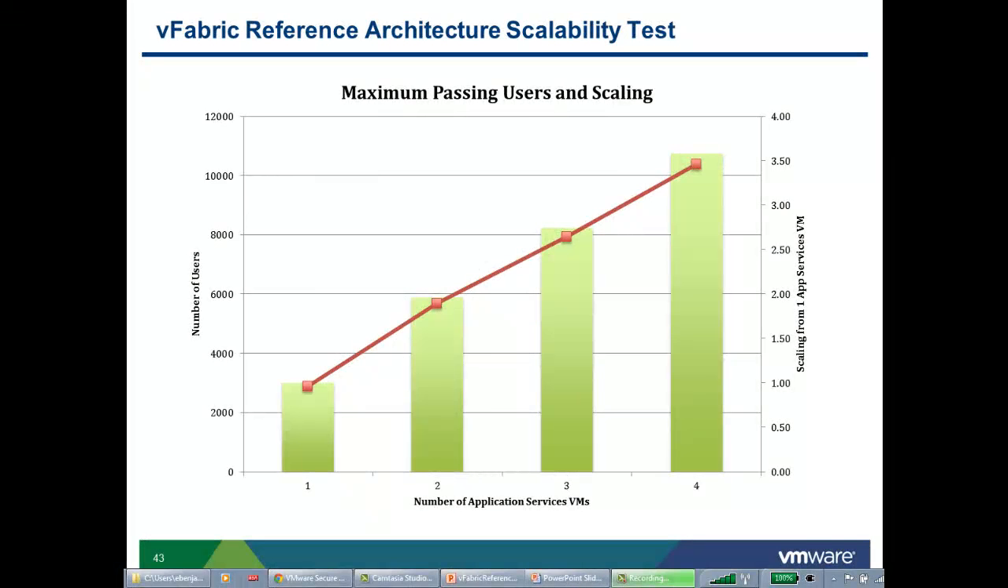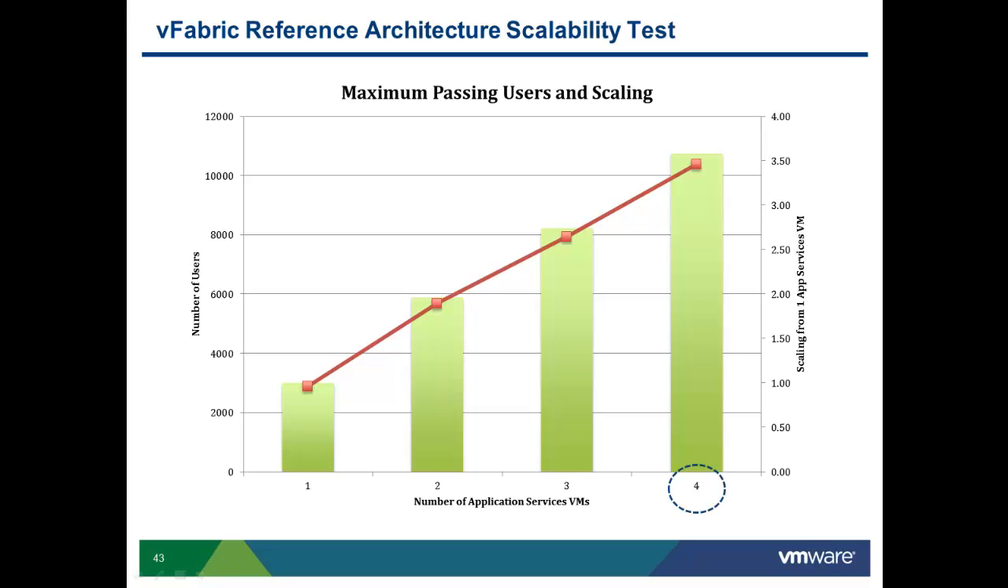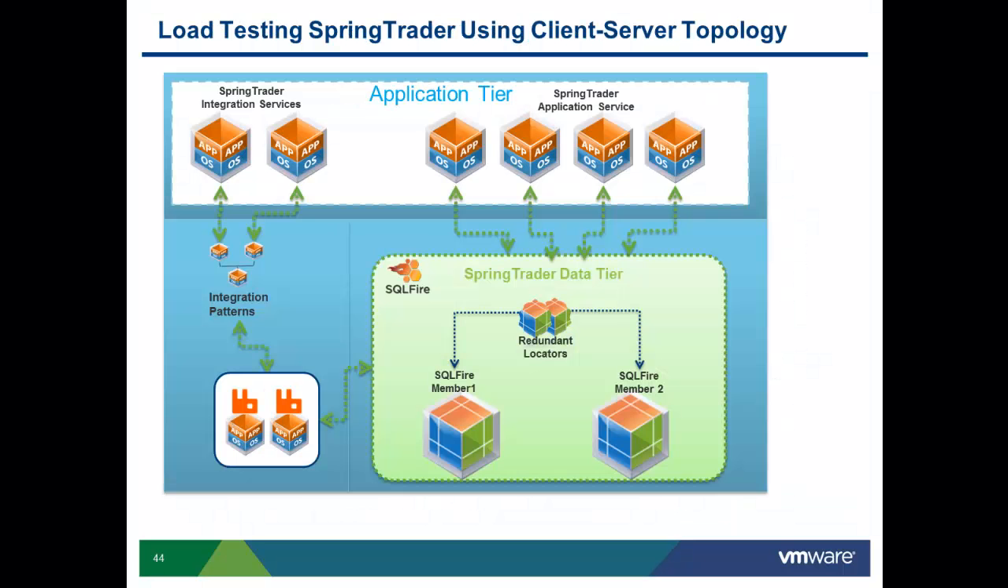Let's take a look at the performance results. The following chart shows the number of application services VMs on the horizontal axis, number of users on the left vertical axis, and the right vertical axis shows the scaling from one application services VM. Highlighted here is the result from the case of using 4 application services VMs.